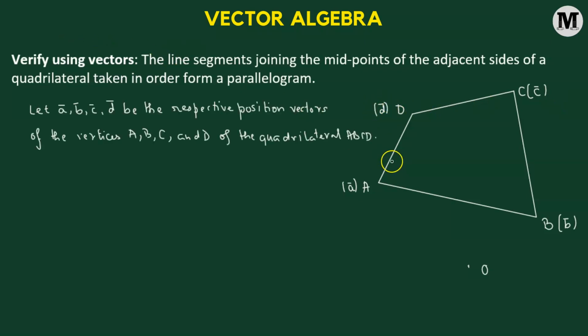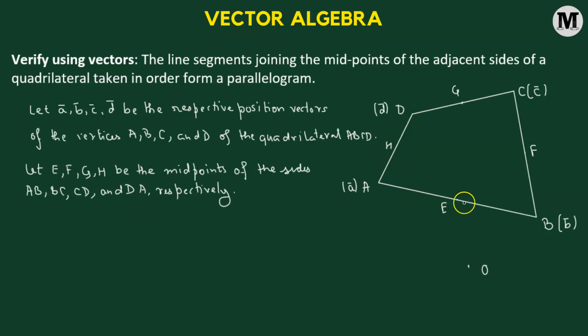Next, we will consider the midpoints of each of the sides. We'll start with the side AB. Let's consider the midpoint to be at point E. Then we'll go to the next adjacent side BC and consider F to be the midpoint of BC. Then we have G as the midpoint of CD and H as the midpoint of the side DA.